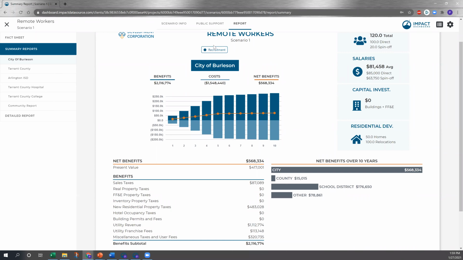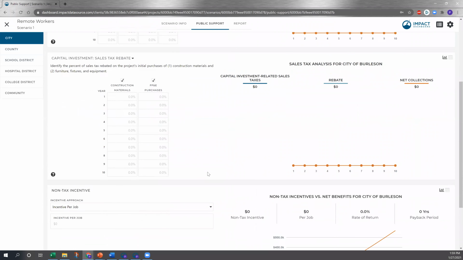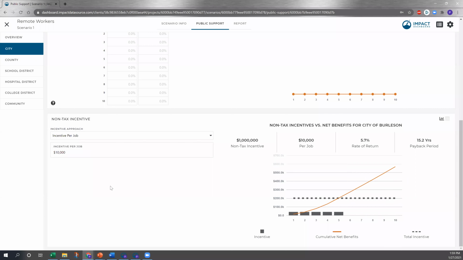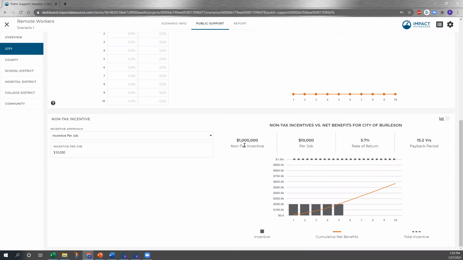We can already start thinking about this. If it's $10,000 per job, I'm going to go over to our incentives here and plug in $10,000 per job. If we run those numbers on the 100 jobs, it's going to be $1 million in total incentive. And if we look at our typical chart, we've got $568,000 of cumulative net benefits by year 10, but our incentive was $1 million. So by year 10, we still haven't quite hit our payback point. We're doing our best to estimate it here. It goes out to 15 years in this case, if we were to look at it a little further.